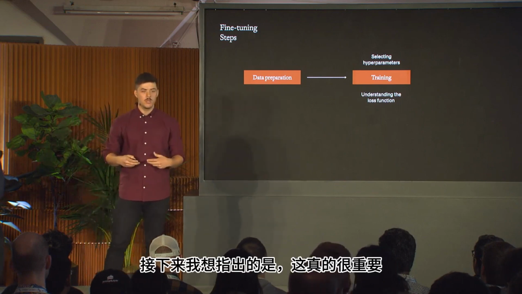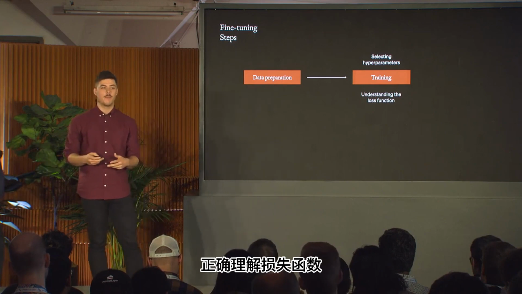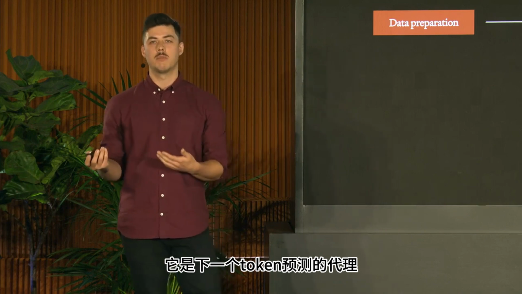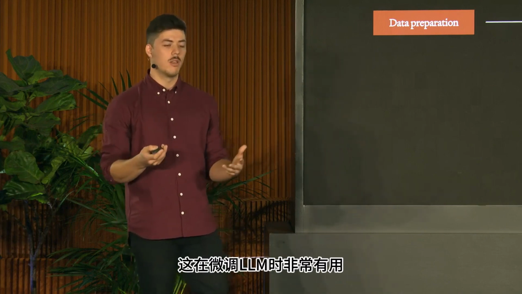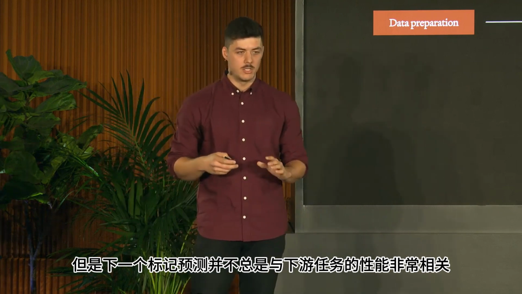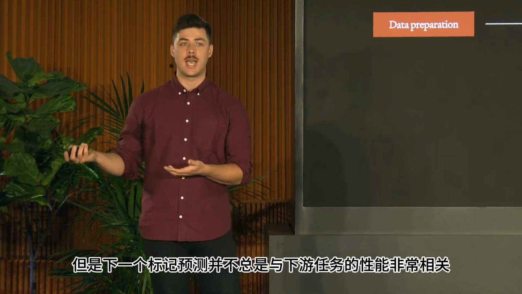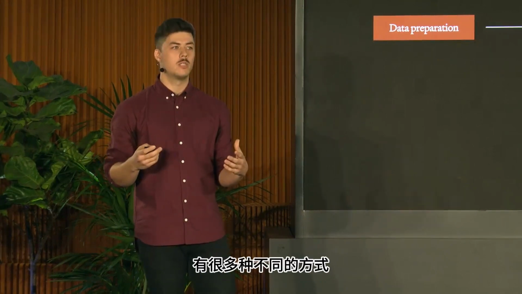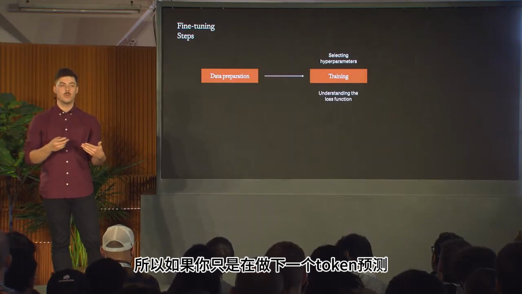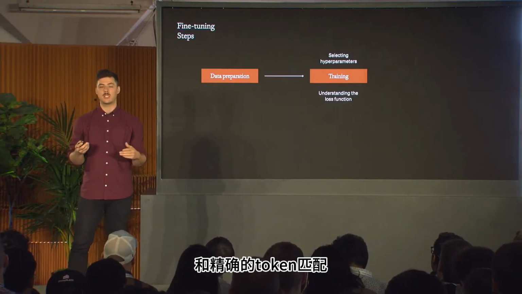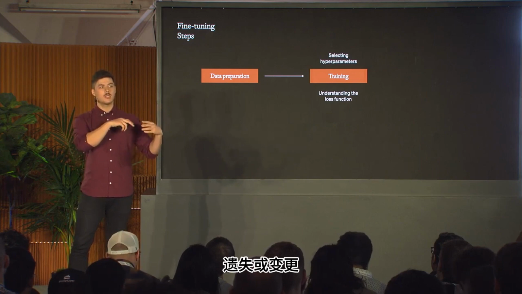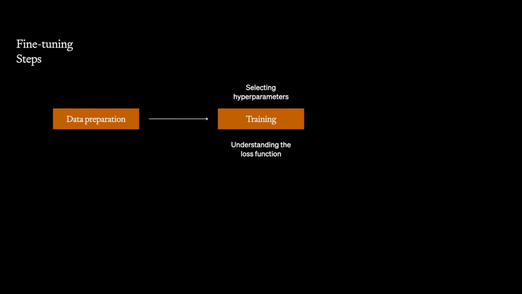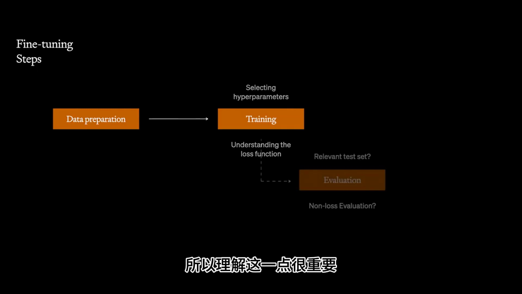Next, I want to point out that it's really important to understand the loss function. When you're fine-tuning an LLM, the loss function is a proxy for next token prediction. This is great when you're fine-tuning an LLM, but next token prediction is not often super well correlated with performance on the downstream task that you care about. If you think about code generation, there are many different ways to write code to solve a single problem. And so if you're just doing next token prediction and exact token match, the change in the loss function for a model might not correlate to the change in performance on the downstream task. So it's important to understand that.